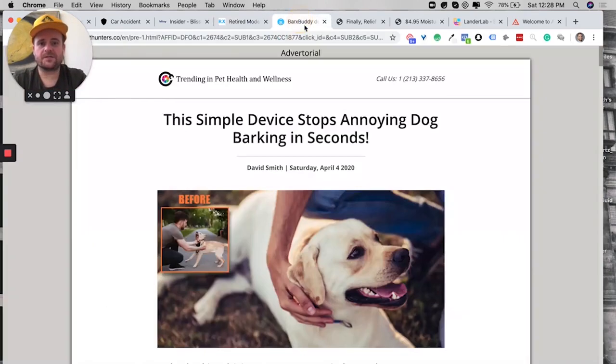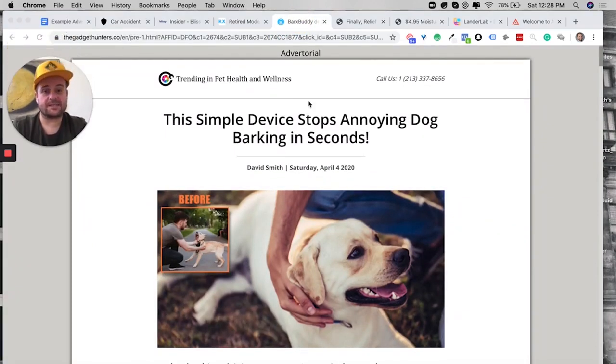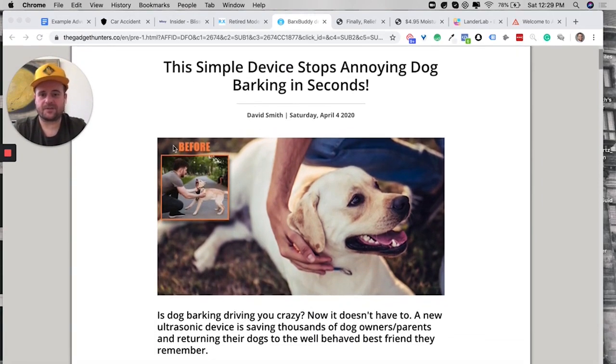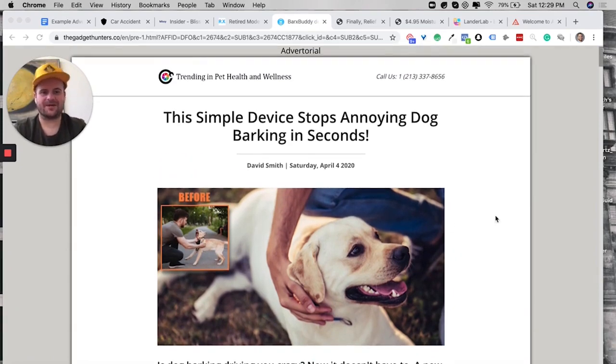So this is one with not a lot of pictures. This is also about the same length as the first one, the example that I went through with you. So this is an e-com device. I love this picture up top, the before. It shows the dog kind of crazy. And right now it doesn't say after, but you can tell because of this device, this is what you get. I kind of love it.